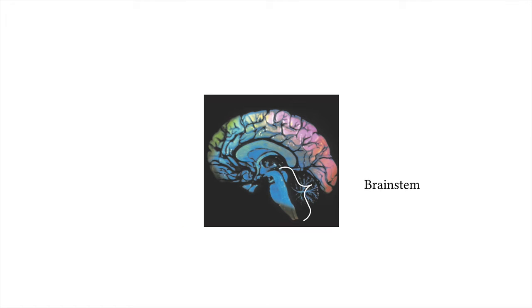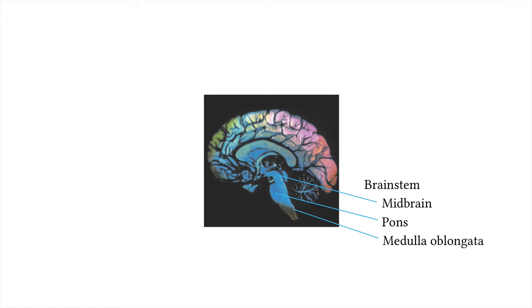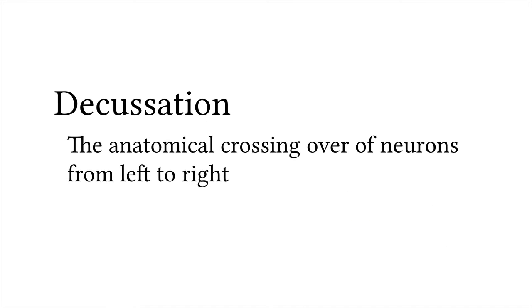This area is the brain stem. It's made up of the midbrain, the pons, and the medulla oblongata. At the medulla oblongata is the location of decussation. Decussation is the anatomical crossing over of neurons from left to right. I think of that word as decrossation because it's where the neurons of the brain anatomically crisscross each other, sending most signals from the right side of the brain to the left side of the body, and the left side of the brain to the right side of the body.